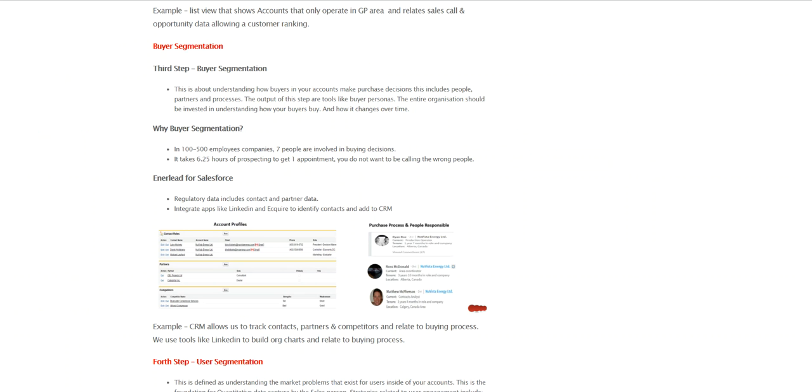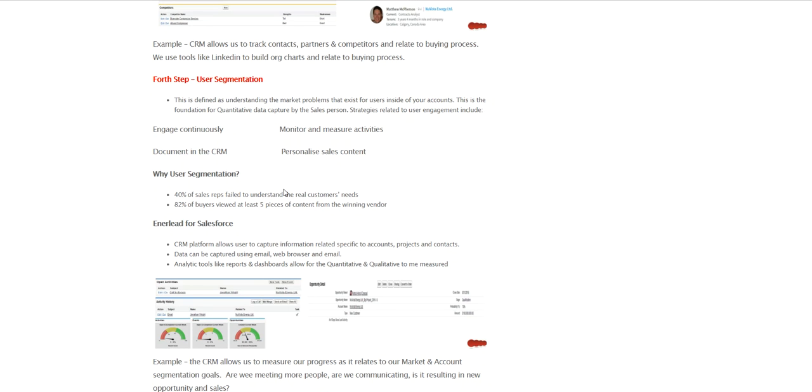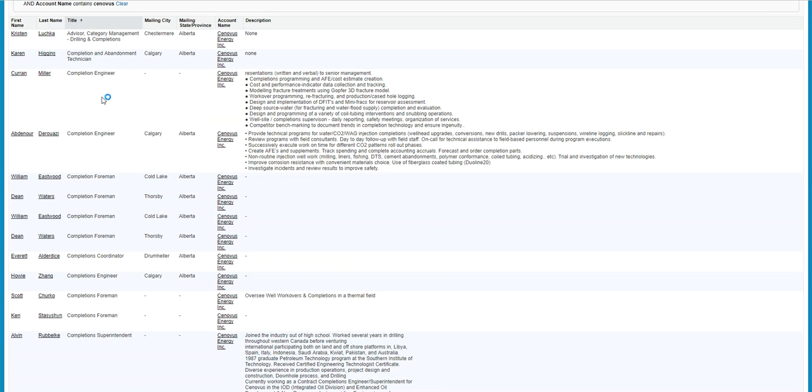The last step is probably going to be the most difficult, which is user segmentation. This is defined by understanding the market problems that this particular individual or this account is having. So when I go back and look at some of these things, if I wanted to go out to foremen: what completion rigs are they operating? What equipment do they have in there? What are some of the challenges they have today? Reaching out, seeing if they're willing to share that information with us, and looking at different ways to communicate with them.